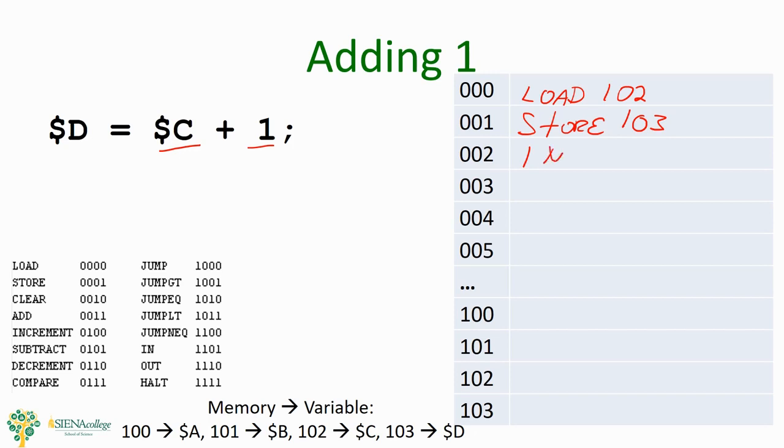Now that we're done, we'll then increment 103. If we did an increment of 102, that would have changed C. And in Perl, this line of code does not change C. So we needed to load C, store it into D, and then increment D itself.